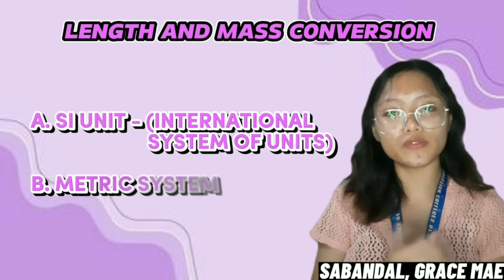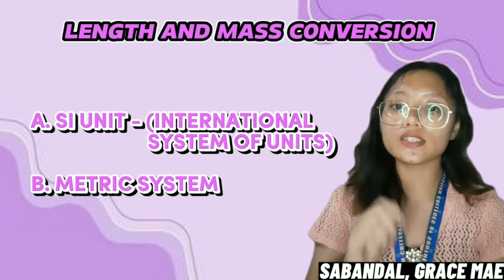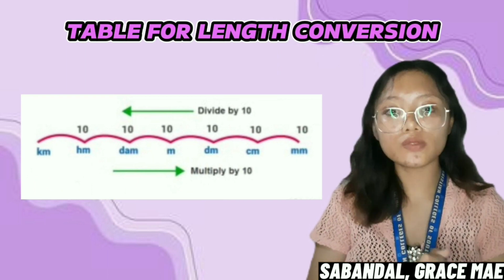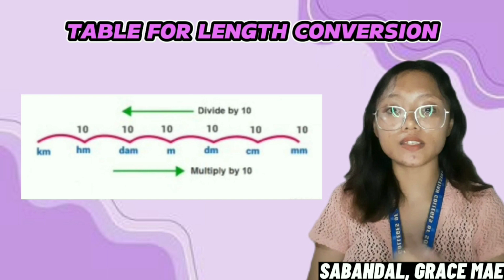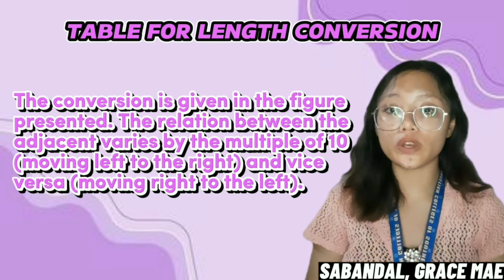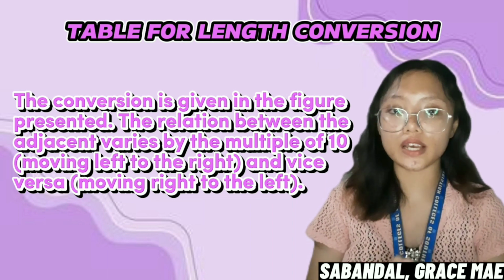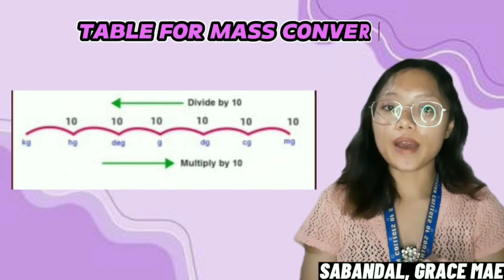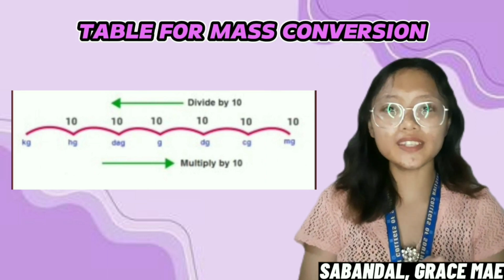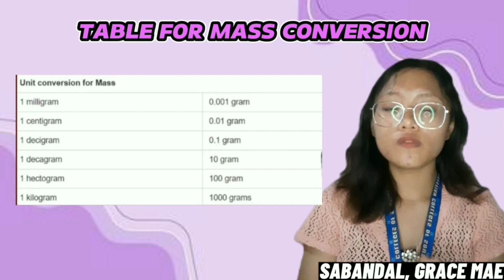These are the two systems of unit. First is the SI unit, or the International System of Units, and second is the metric system. This is a table for length conversions. The conversion of units related to length can be represented as the figure shown. The length conversion is given in the figure presented. The relation between adjacent units varies by a multiple of 10, moving left to right and vice versa. Example, moving right to left. Table of mass conversions. The conversion of mass or weight can be done as shown in the figure represented.